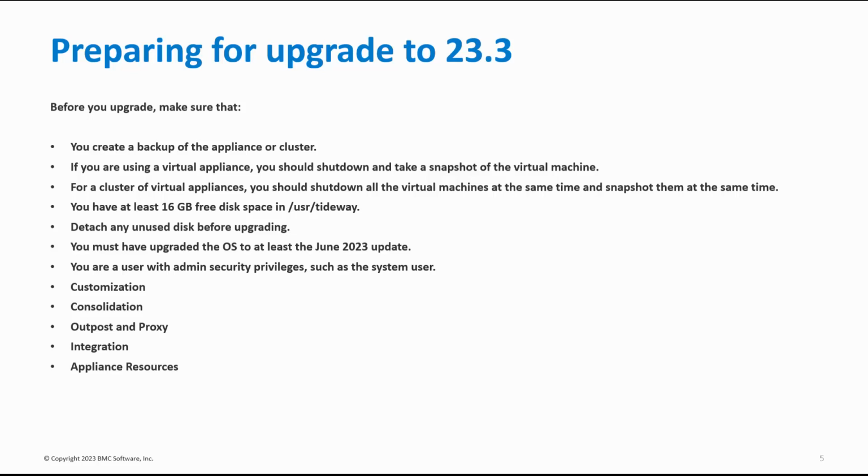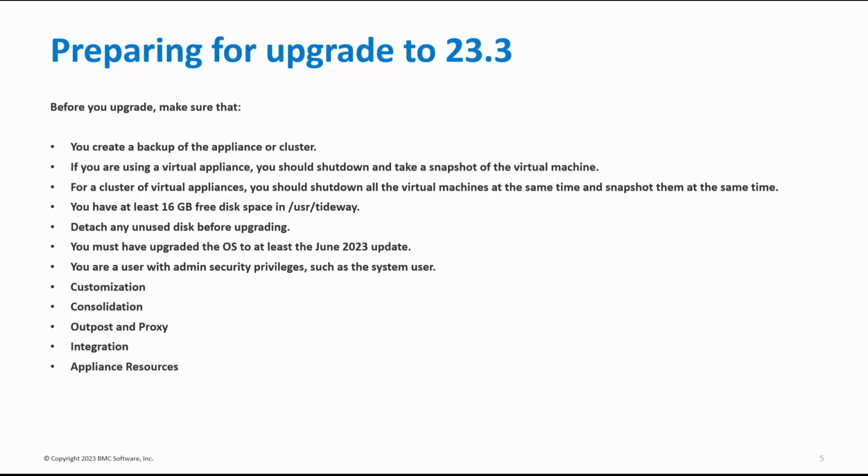If your architecture is scanner and consolidation, you need to prepare the upgrade plan for your consolidation appliance and your scanner appliance. After upgrade to 23.3, we recommend you to also upgrade your outpost or the proxy manager if you're still using it. And before you start the upgrade, take a backup of your outpost or proxy manager as well.